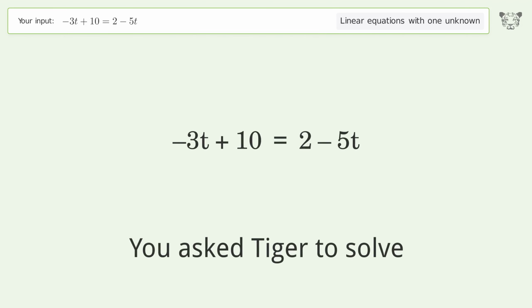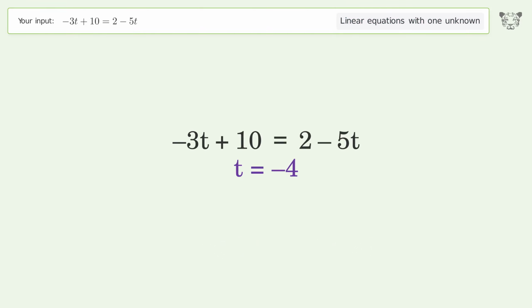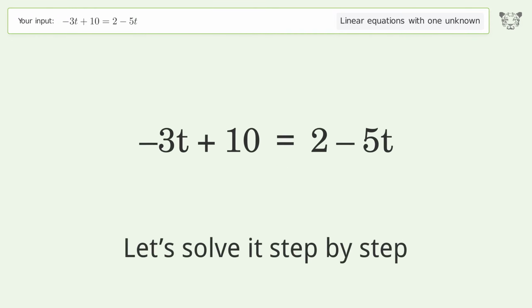You ask Tiger to solve. This deals with linear equations with one unknown. The final result is t equals -4. Let's solve it step by step.